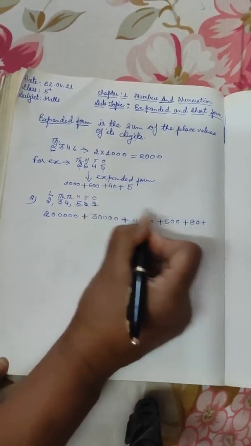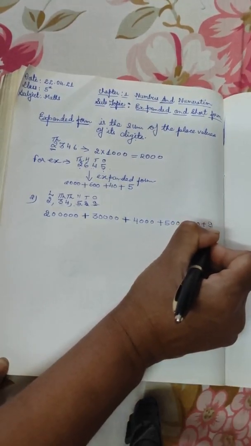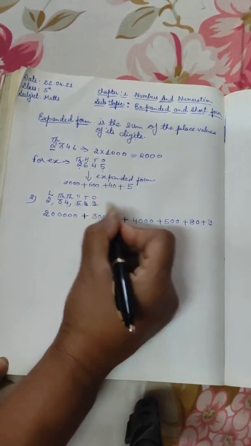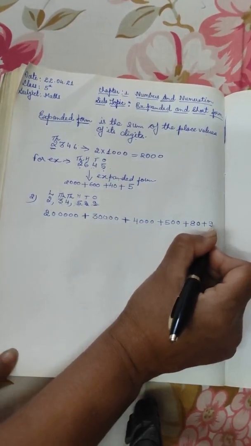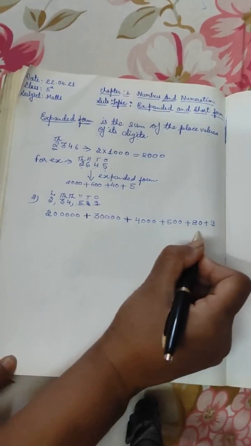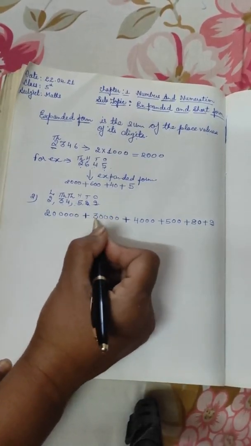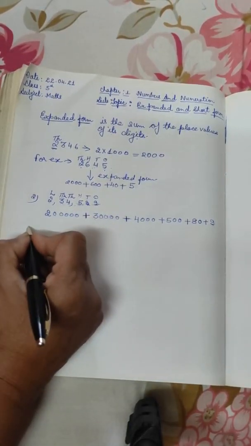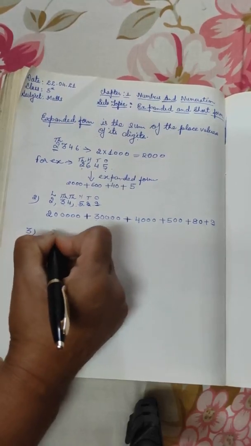And at last we write the digit 9. In ones place digit, always this single digit, afterwards we write it. This is the expanded form of this number. Now the next example.